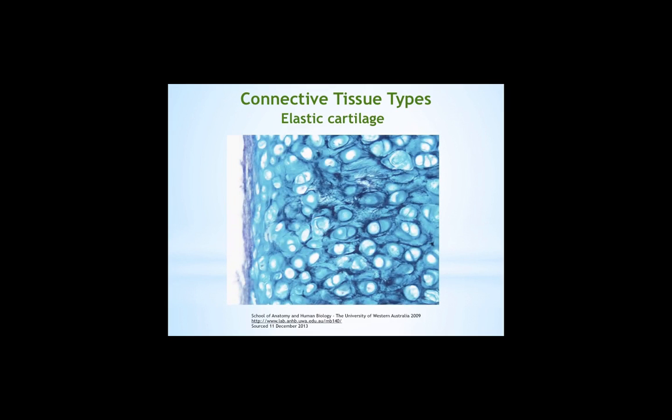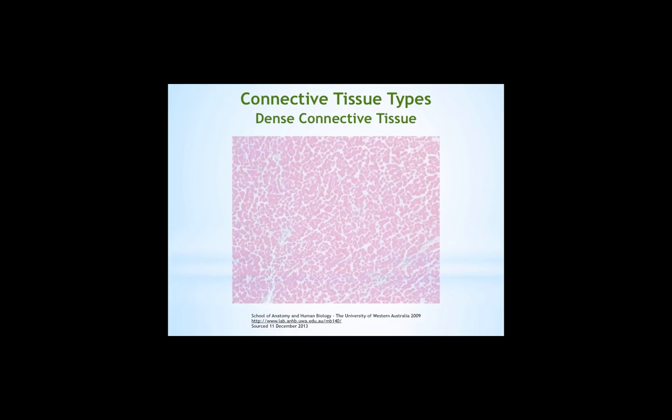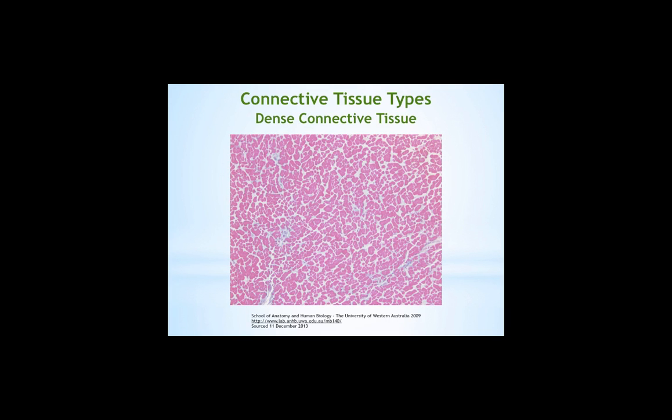Elastic cartilage, with elastic tissue which is stained black there, so that's part of the matrix, and you can see the chondrocyte cells. A dense connective tissue, this is an example of a ligament or a tendon, and you'll notice the very poor blood supply as pointed out here. This is slow healing tissue.